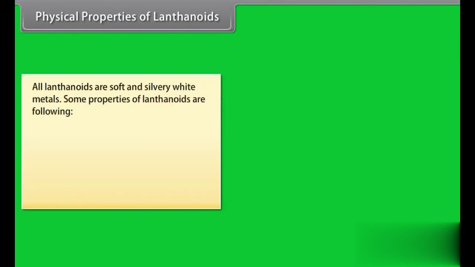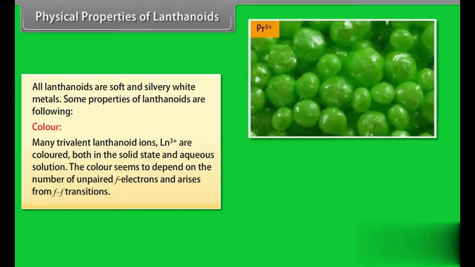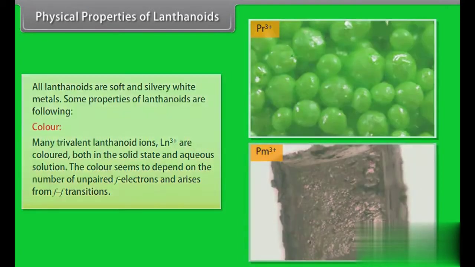Physical properties of lanthanoids. All lanthanoids are soft and silvery white metals. Some properties of lanthanoids are the following. Color. Many trivalent lanthanoid ions, Ln3+, are colored both in the solid state and aqueous solution. The color seems to depend on the number of unpaired f electrons and arises from f-f transitions. For example, Pr3+ is green and Pm3+ is pink.